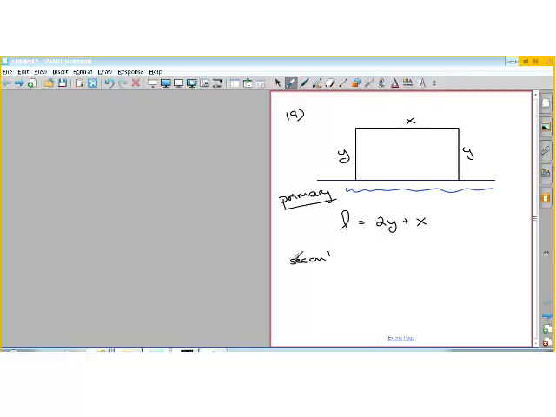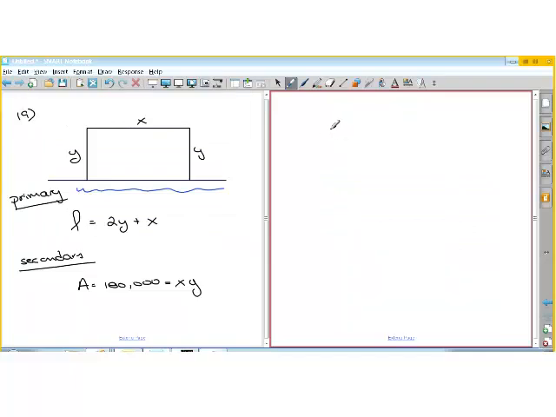My secondary equation, sometimes called the constraint, provides a constraint to the problem. So our constraint in this particular case is that the area has to be 18,000 square meters. So we can say the area is 18,000 square meters, and the equation for area is height times width, x times y. So that's our secondary equation.